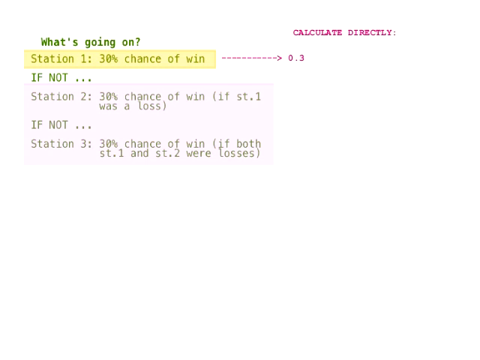Okay, here you have to have a loss for the first station, and then you have to have a win for the second station. So you have to lose first. That's 0.7. And then you have to win on the second station. So that's 0.3. So far we got 0.300 and 0.210.